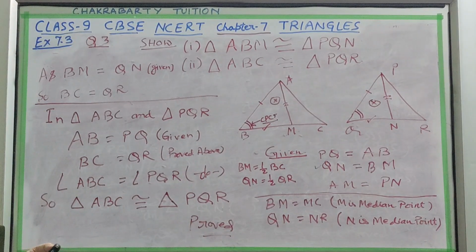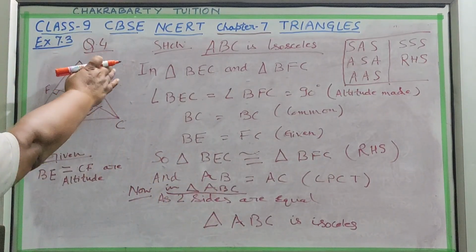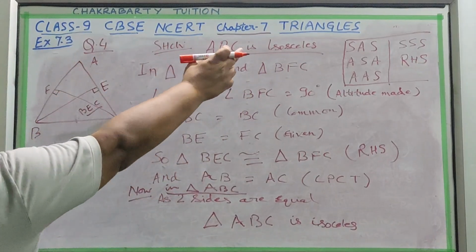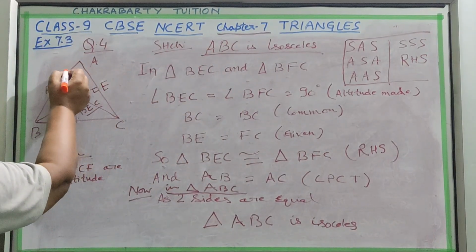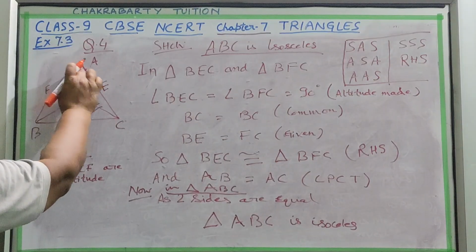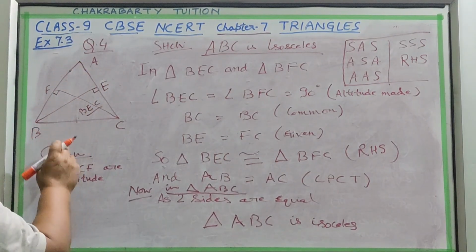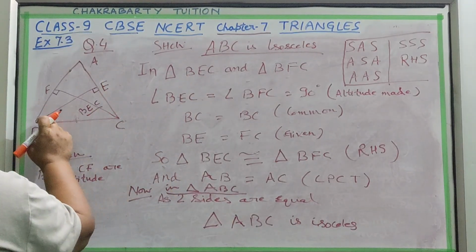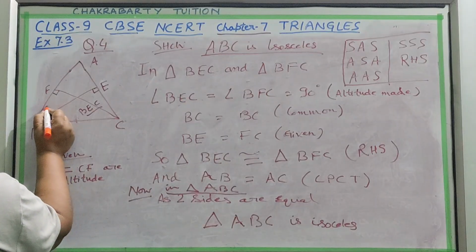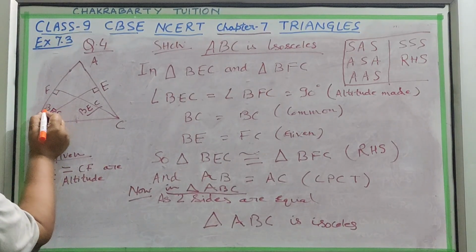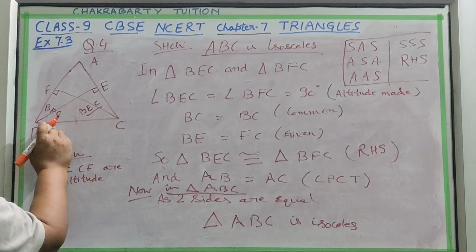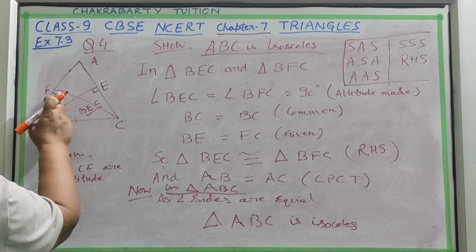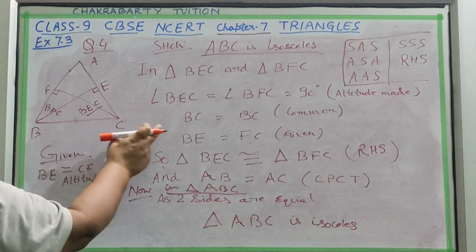Now we will go to question number 4. In question number 4 you have to prove ABC is an isosceles triangle, meaning you have to prove any two lines equal, like this line and this line. So we have taken two triangles, BEC and BFC. In these two triangles, the BC line is common, and it is given in the question that BE is equal to FC.